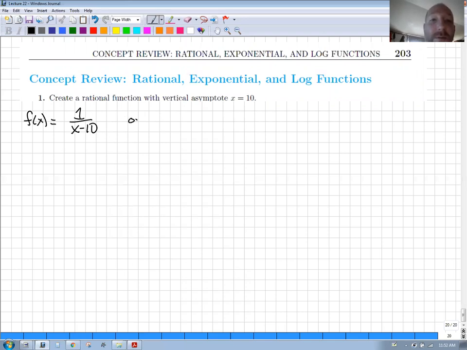Well, let's come up with another one. How about 2 over x minus 10 times x plus 5? This one has a vertical asymptote at 10. It also has one at negative 5.